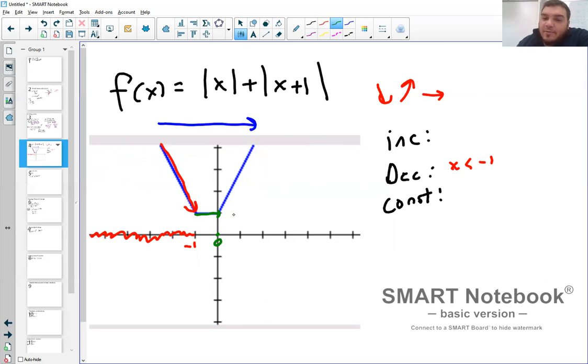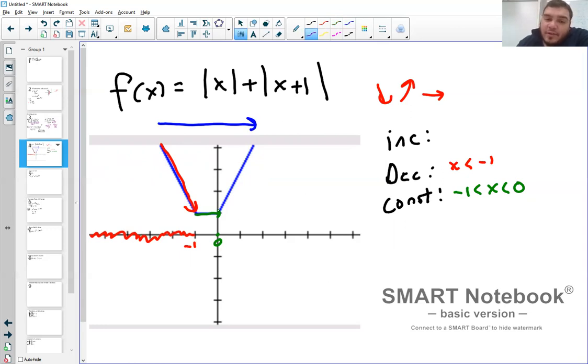From here to here, I have a flat surface. So I am constant between -1 and 0. So -1 is less than x, which is less than 0. I am in between -1 and 0. It is a flat line. No increase, no decrease. It's a constant growth.